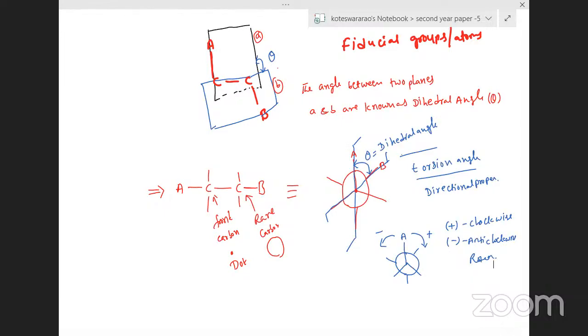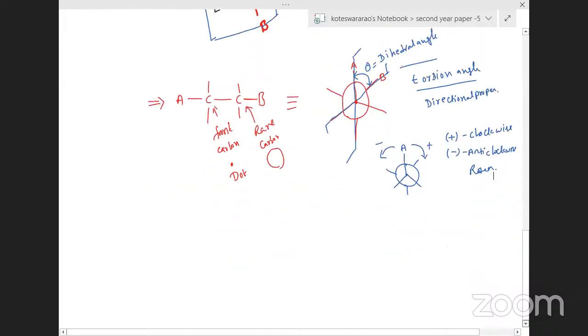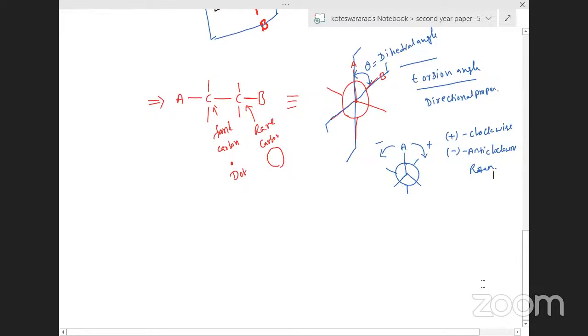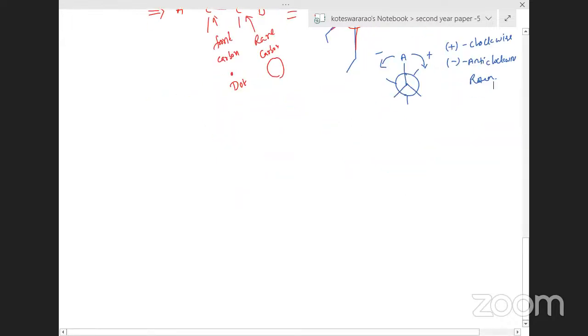For indicating dihedral angle and torsional angle, I am taking one example. This is called designation of conformers. By using the torsional angle and dihedral angle, we are going to designate the conformers.